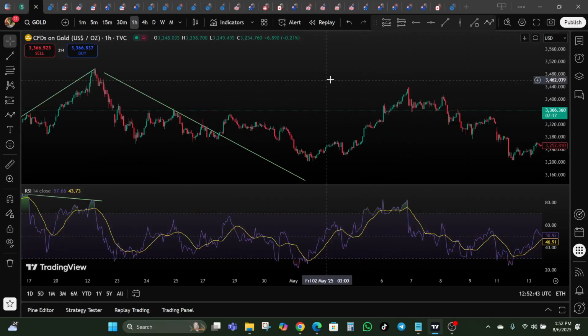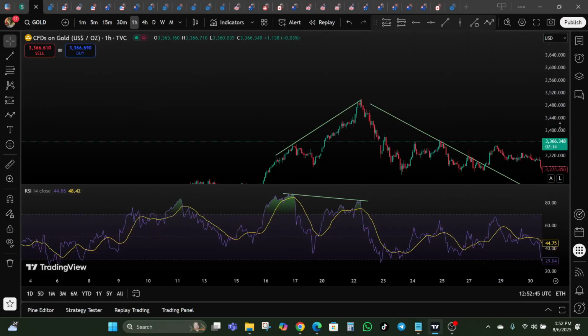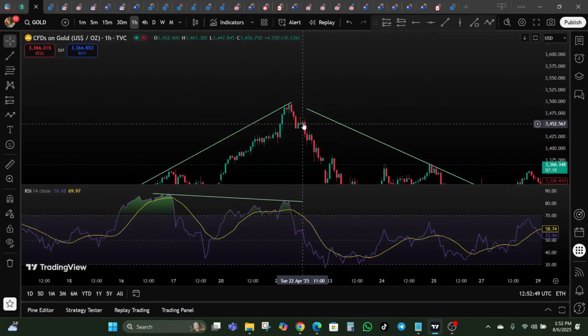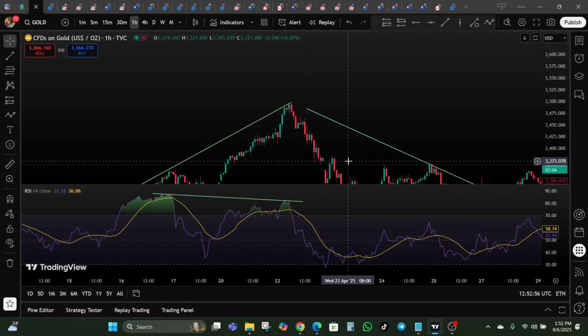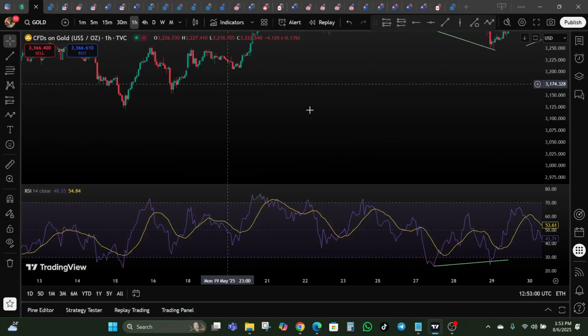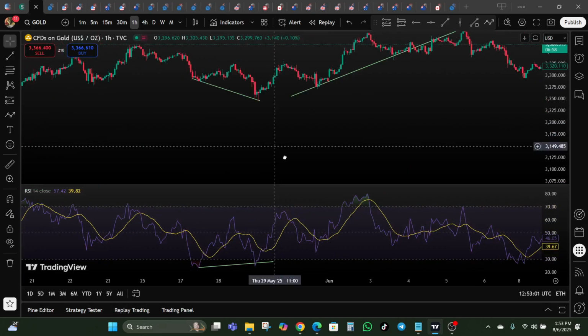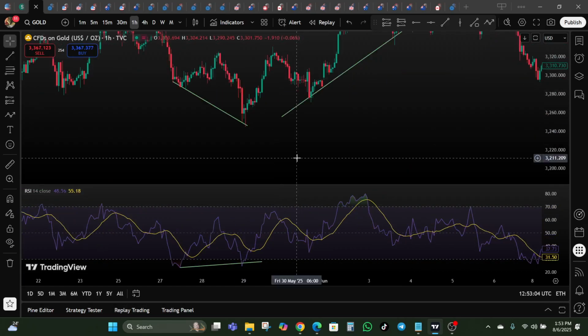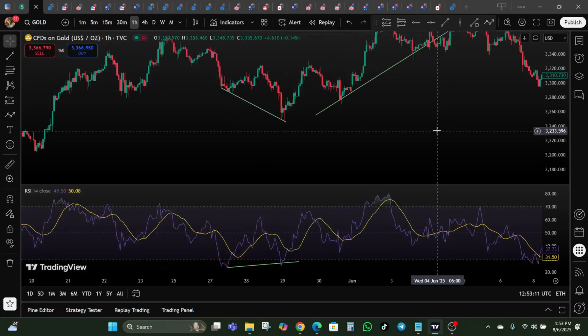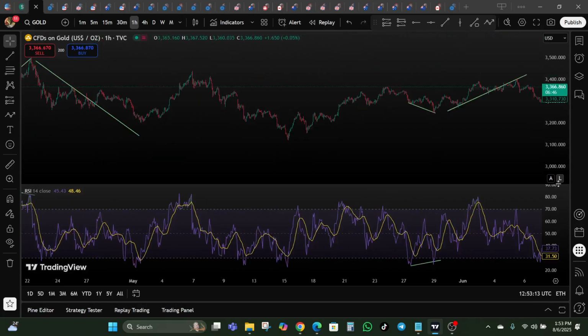You could have a confirmation maybe from a candlestick pattern. If it's a bearish divergence like this one, you can look out for maybe a bearish engulfing or any other bearish candlestick pattern. If it's a bullish divergence, like this one, you can be looking out for maybe a pin bar or bullish engulfing or any other bullish candlestick pattern. Basically, when you get your confirmation, then you can go ahead to execute your trade.